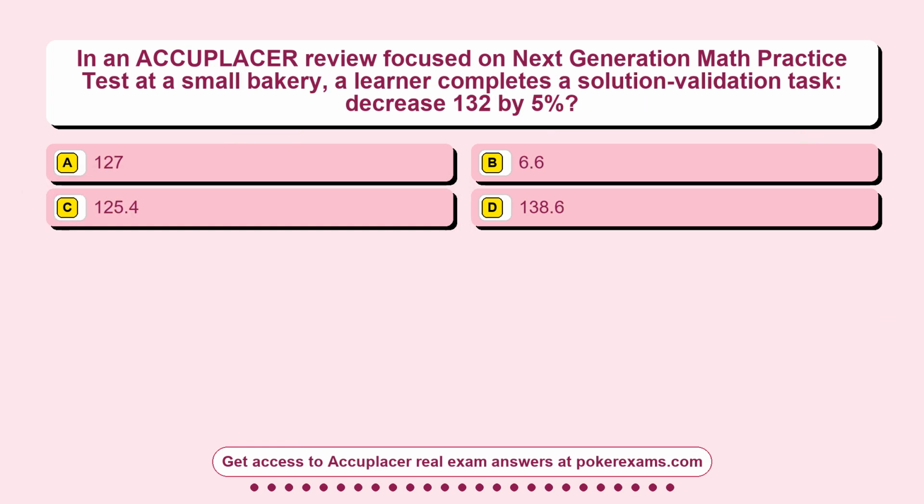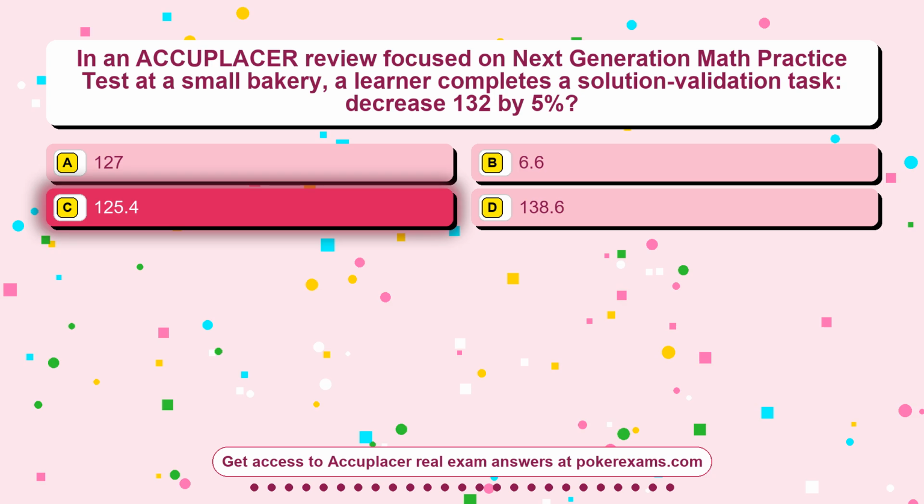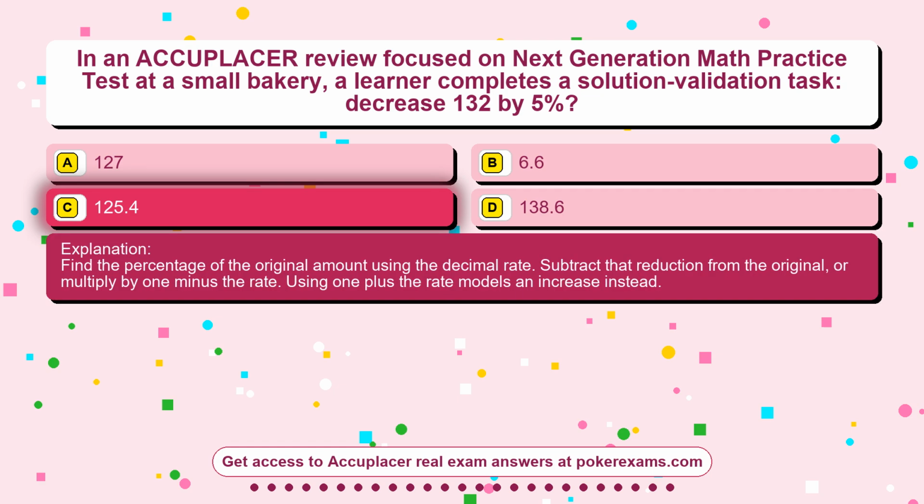Question 22. In an Accuplacer review focused on next-generation math practice test at a small bakery, a learner completes a solution-validation task. Decrease 132 by 5%. Option A, 127. Option B, 6.6. Option C, 125.4. Option D, 138.6. The correct answer is option C, 125.4. Find the percentage of the original amount using the decimal rate. Subtract that reduction from the original, or multiply by 1 minus the rate. Using 1 plus the rate models an increase instead.